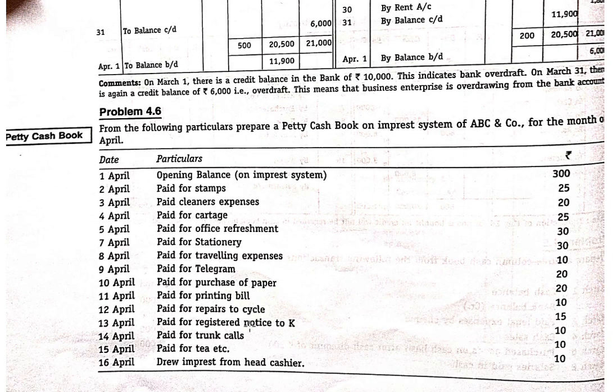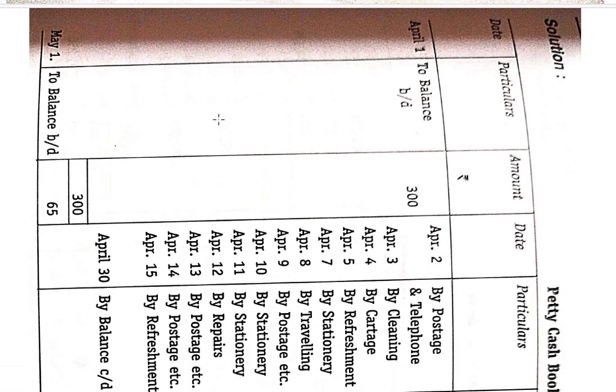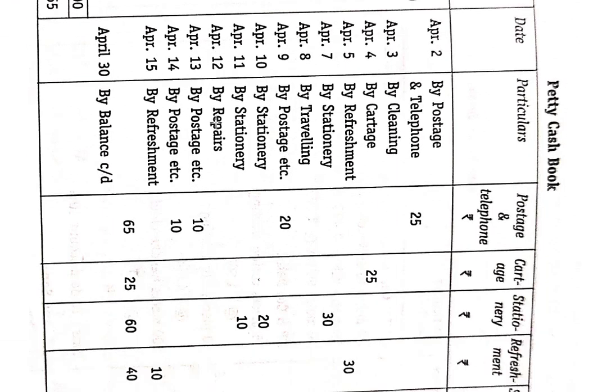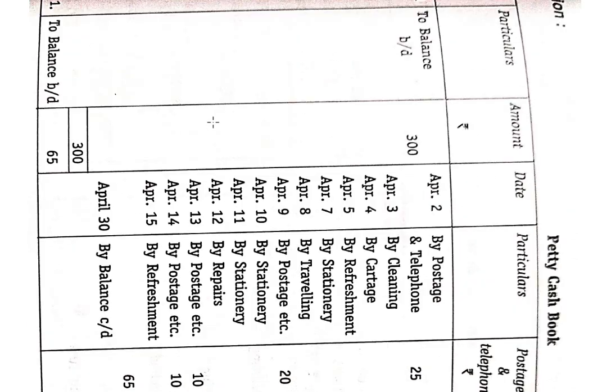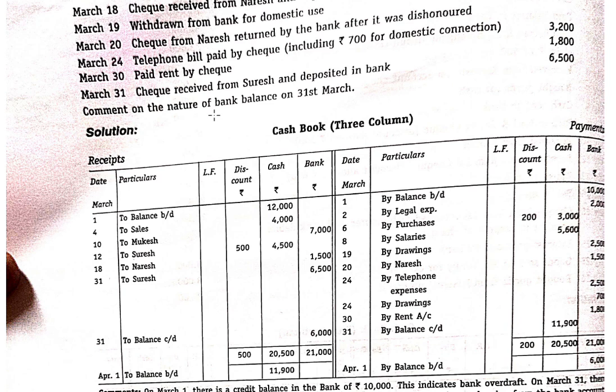One more sum is there, that is based on the petty cash book, that is also there, with opening balance, wages, and how to solve the sum. So basically triple column cash book is very important from the exam point of view.